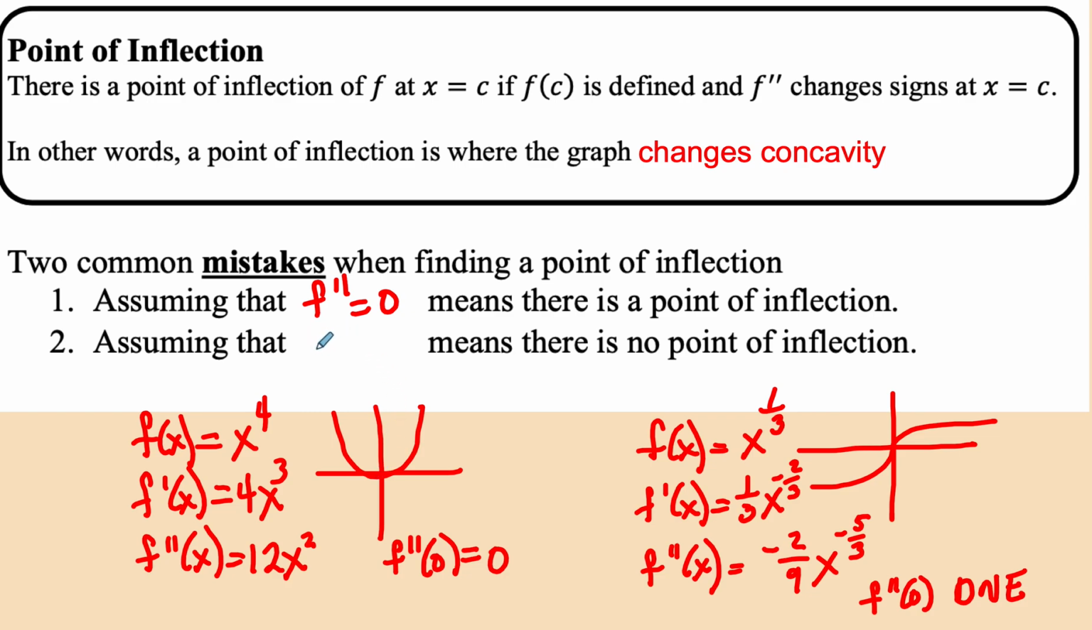The other mistake is assuming that when the second derivative does not exist, you have no point of inflection, and that's not true. Let's take a look at this function, x to the 1/3 power. Here's my first derivative, here's my second derivative. The second derivative does not exist at 0, and yet it clearly shows that at x equal to 0, we have a change in concavity from concave up to concave down.